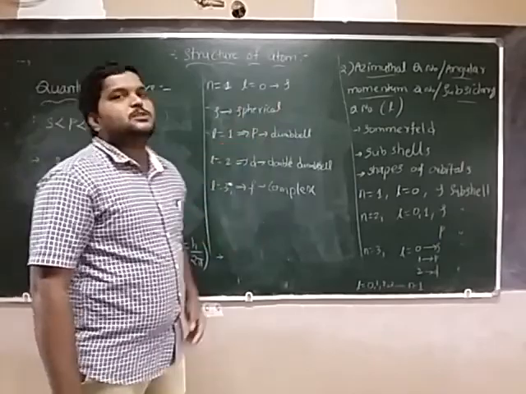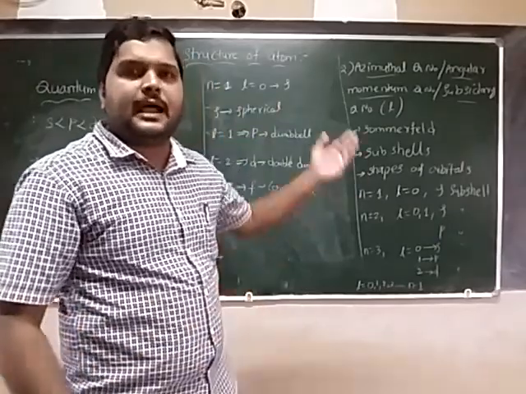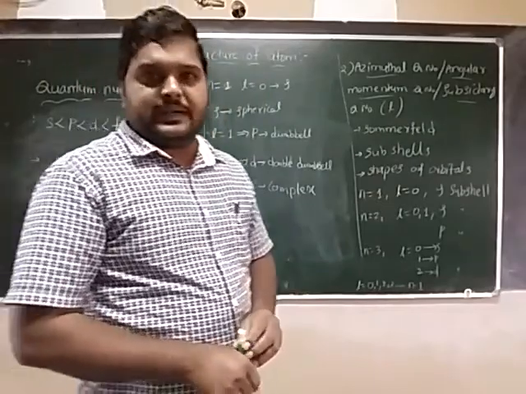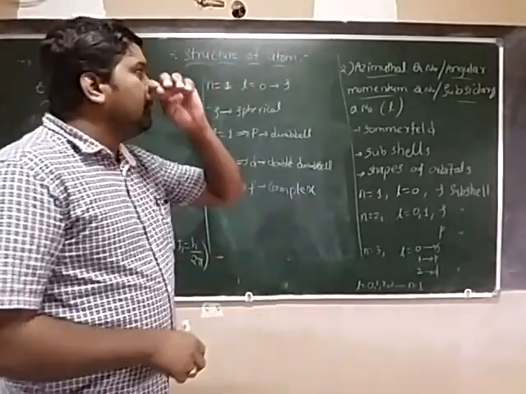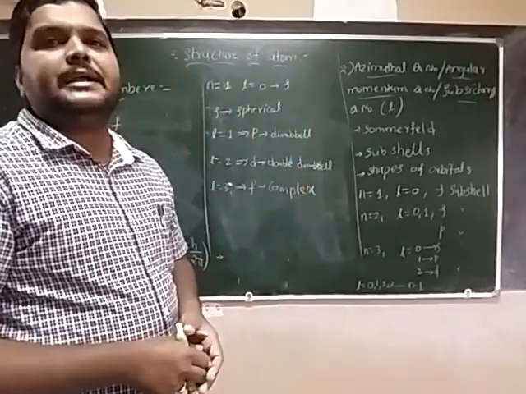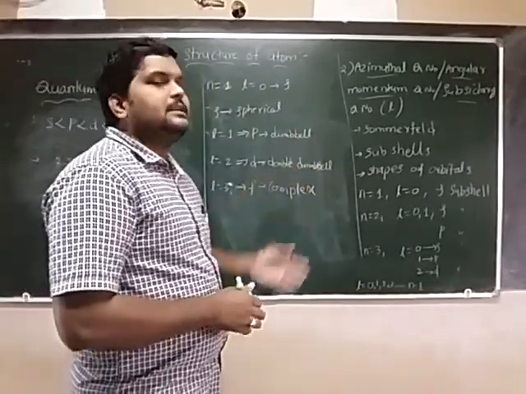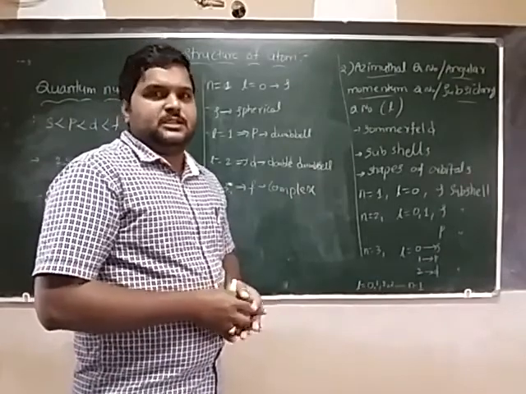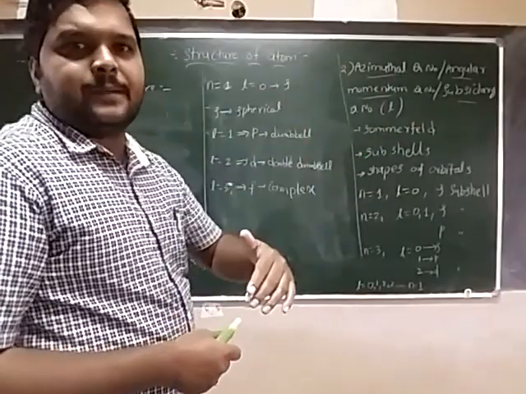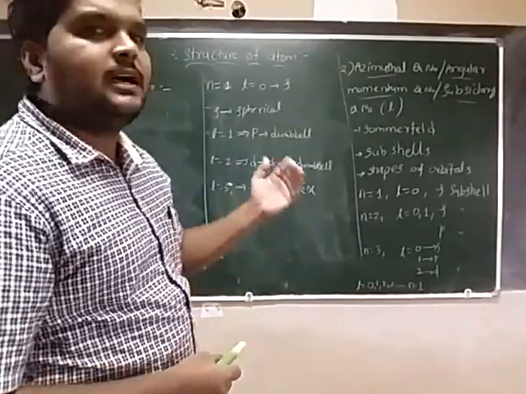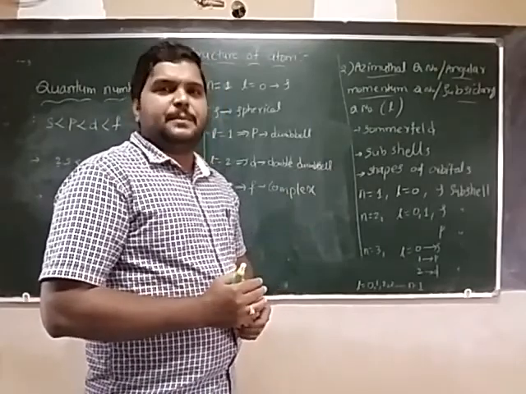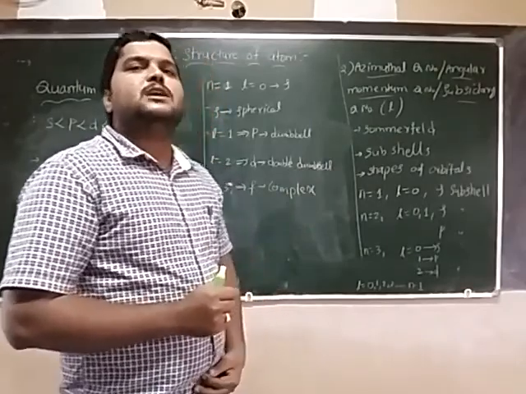So this is the azimuthal quantum number, or angular momentum quantum number, or subsidiary quantum number. The azimuthal quantum number was mainly proposed by Sommerfeld to explain the fine spectrum. And next he has given information about the subshells. So first, the principal quantum number gives information about the shells. Next, the azimuthal quantum number gives information about the subshells. Next he has given the shapes of the orbital.